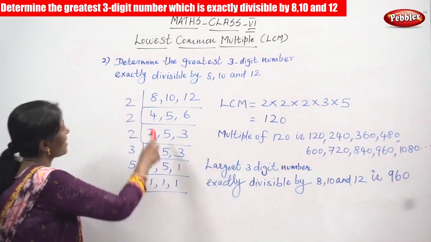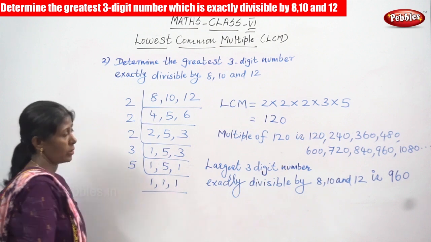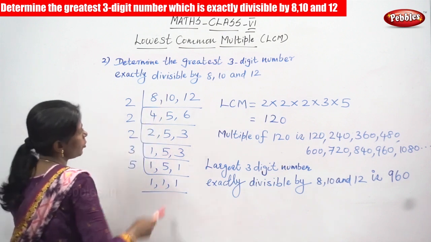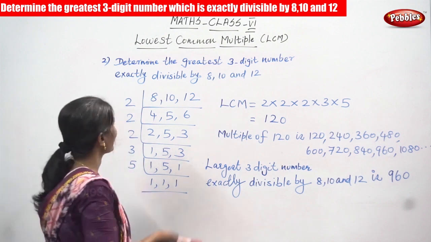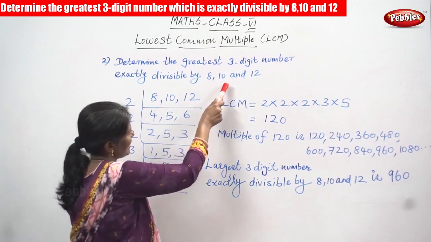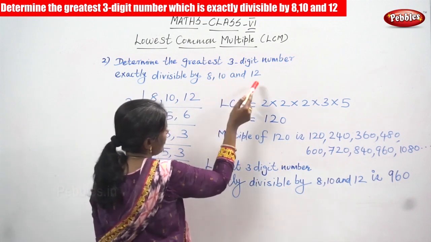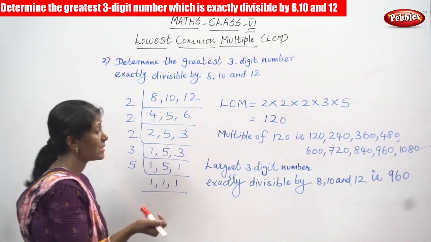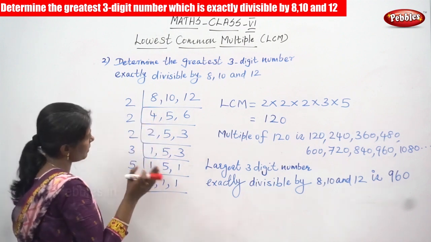Now we are going to determine the greatest 3-digit number exactly divisible by 8, 10 and 12. Okay, so for 8, 10 and 12 we are going to take the LCM, but we have to find the greatest 3-digit number exactly divisible by 8, 10 and 12. Here we have taken more than 2 numbers, that is 3 numbers. We have to find out first the LCM, that is the lowest common multiple.